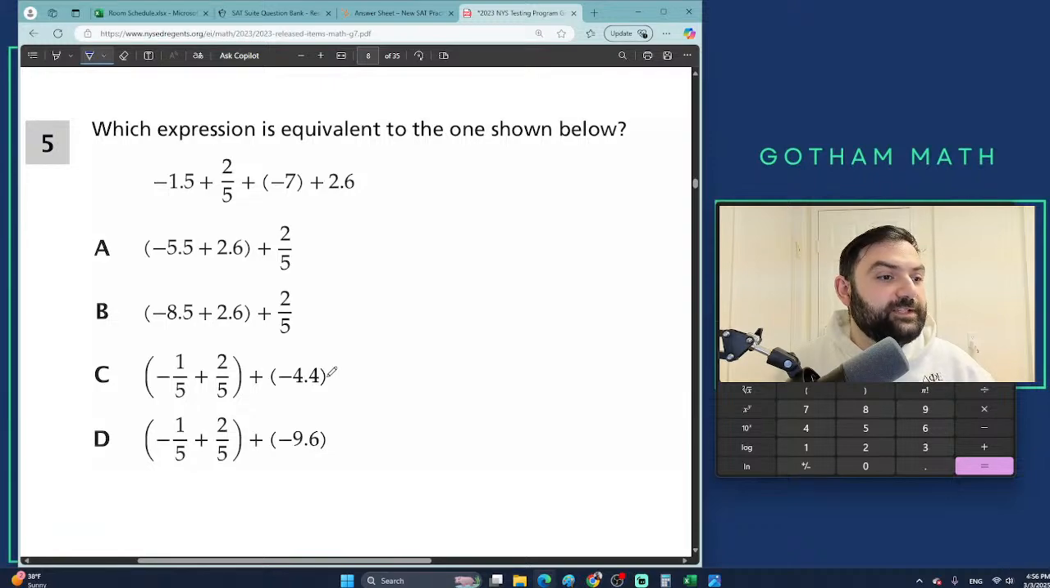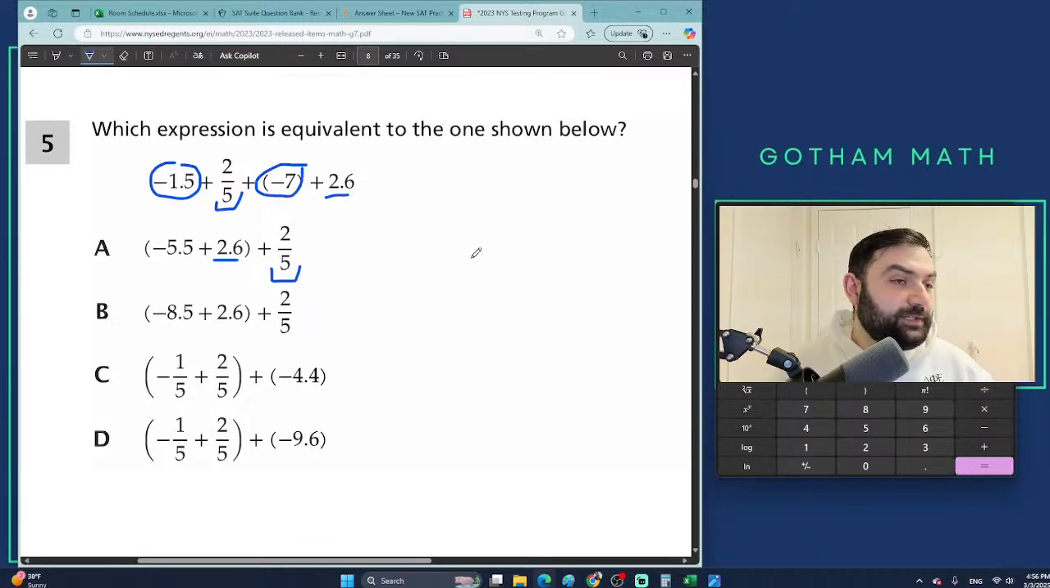So let's come up with a smarter way to do it. Let's look at the first one. How is the first one different from the original thing? There is still 2.6 here, and there is 2 over 5 here. But what's different? Here it was negative 1/5 and plus negative 7, or in other words, just minus 7. So they combined these two terms and wrote this instead of it. Is it true?